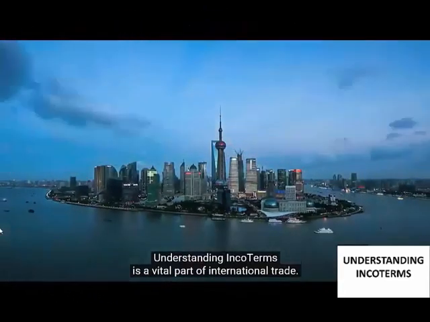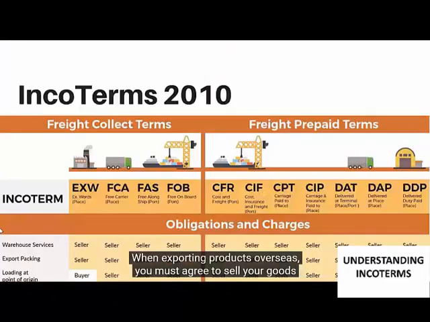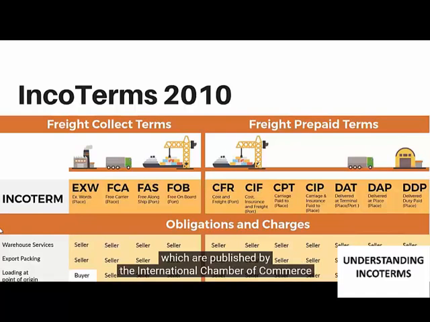Understanding incoterms is a vital part of international trade. When exporting products overseas, you must agree to sell your goods based on 11 incoterms. Incoterms is short for International Commercial Terms, which are published by the International Chamber of Commerce and relate to international commercial law. They are accepted by governments and legal authorities around the world.